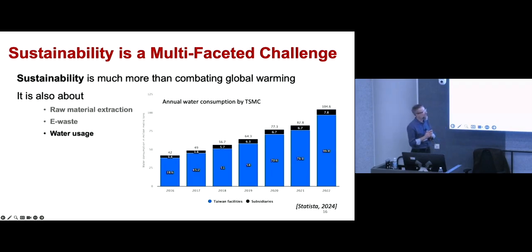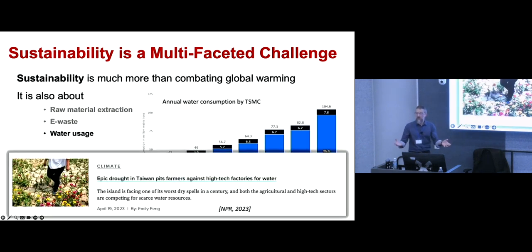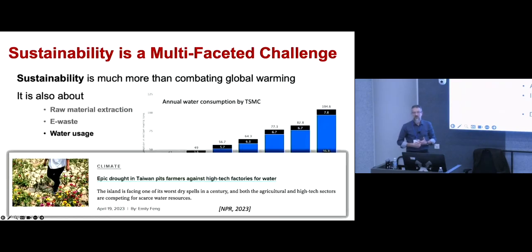It's a huge amount of water, and Taiwan is an island, and they have to share the water with the farmers. If there's drought, then this sometimes leads to social tension. The industry needs water, but the farmers also need the water. So it's a real problem affecting the daily life of many people.